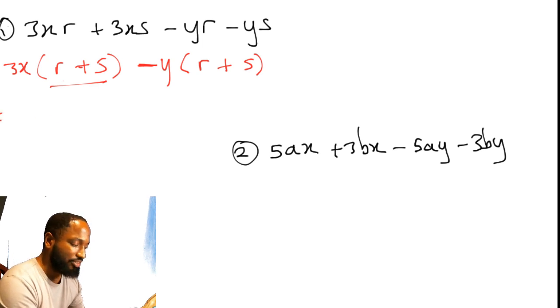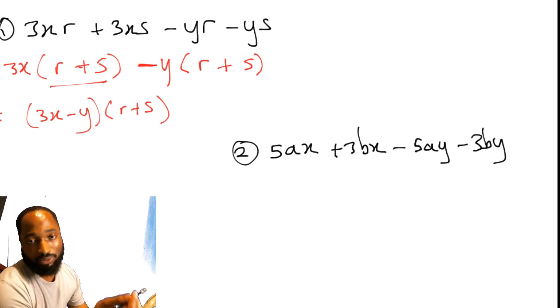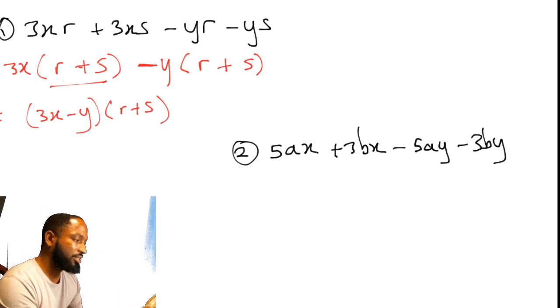So I have equal signs running down here, it's just cut out by the screen. So 3x minus y and r plus s. If you have it r plus s by 3x minus y, it doesn't matter the order. That's cool.